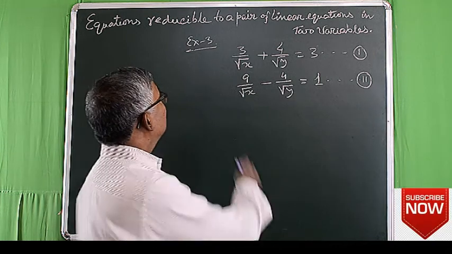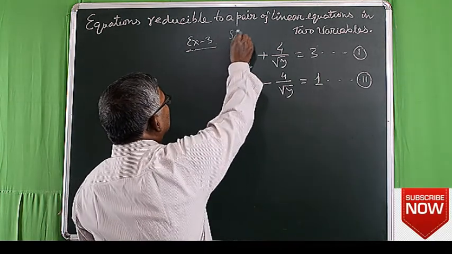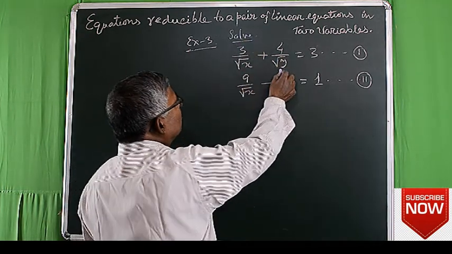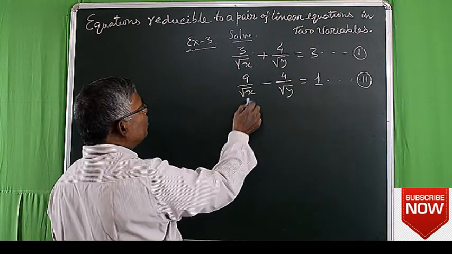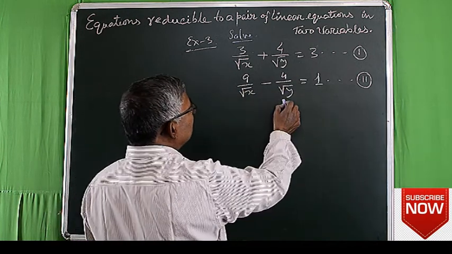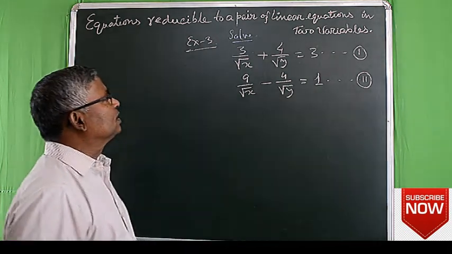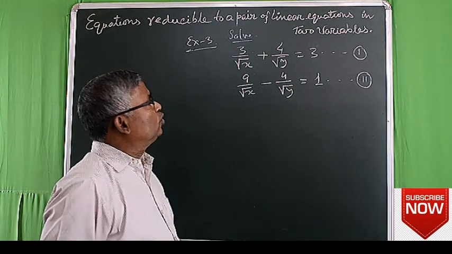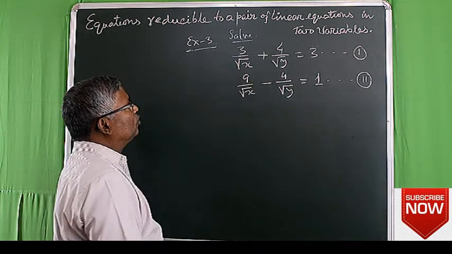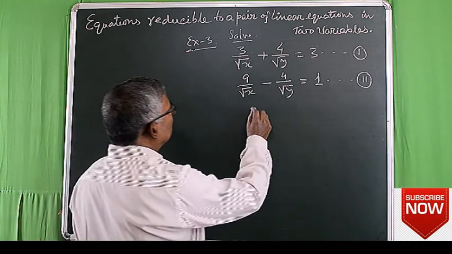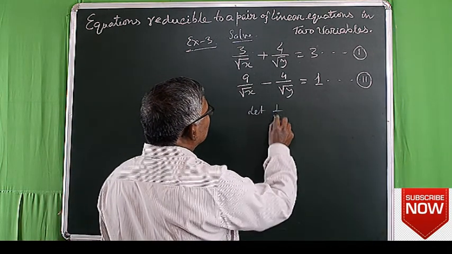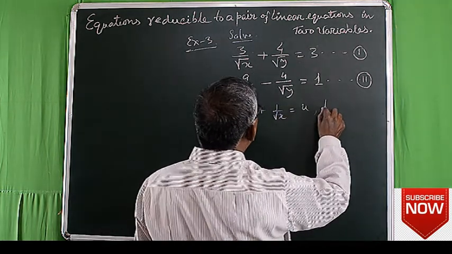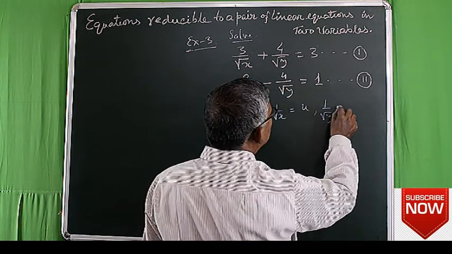Let us consider the next example. Let us solve 3 by root x plus 4 by root y equal to 3, and 9 by root x minus 4 by root y equal to 1. Students, clearly equation number 1 and 2 are nonlinear equations in two variables x and y. To solve the equations, let us put 1 by root x equal to u and 1 by root y equal to v.